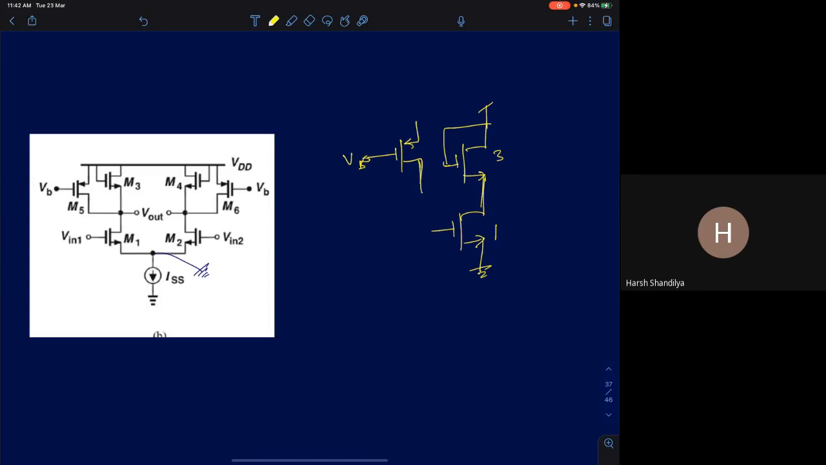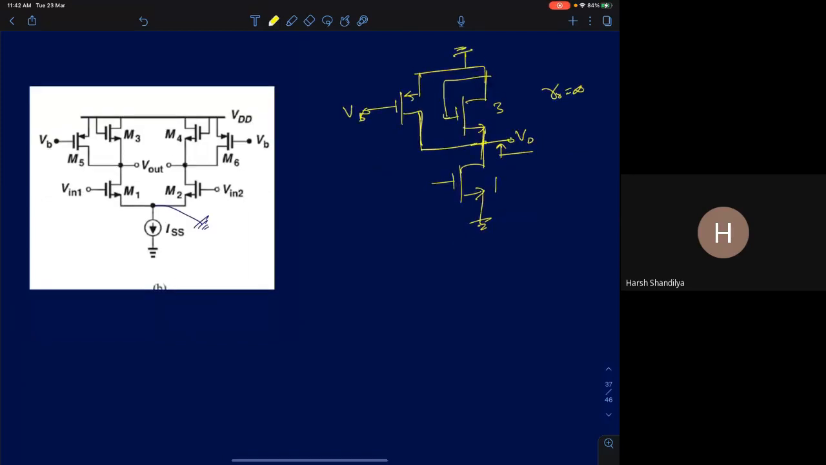Okay, so now you are supposed to find the voltage gain here. Both the supplies are at AC ground. Can you tell me what will be the looking up resistance? Include R naughts of everything. First, let's ignore R naught. Let's assume R naught is infinity for all the transistors. What will be the gain of the circuit?